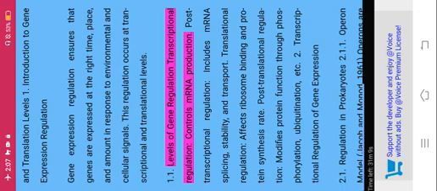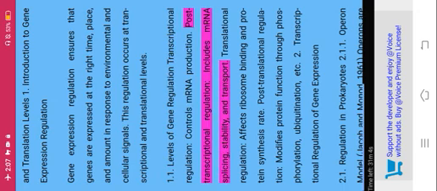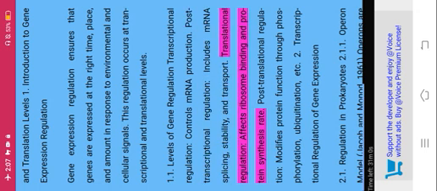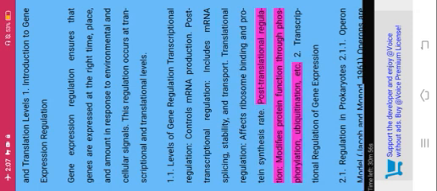Transcriptional regulation controls mRNA production. Post-transcriptional regulation includes mRNA splicing, stability, and transport. Translational regulation affects ribosome binding and protein synthesis rate. Post-translational regulation modifies protein function through phosphorylation, ubiquitination, etc.